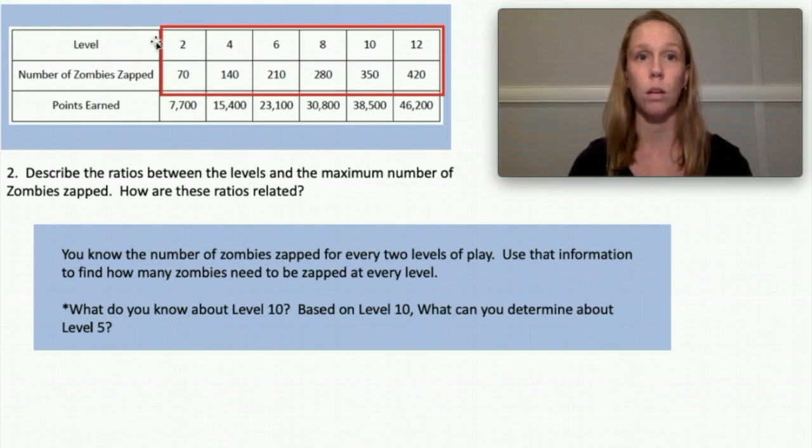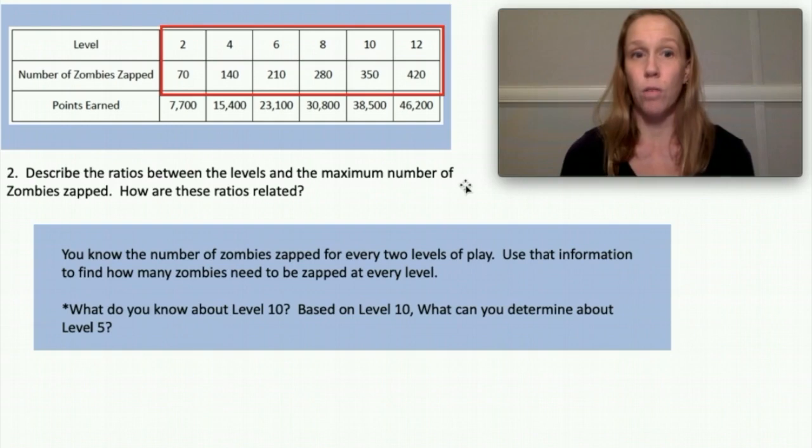And I can use this to figure out what number of zombies zapped would be required for level 1. I can simply do 70 divided by 2, and that would give me 1 to 35. So that tells me that all of these ratios are equivalent, and the simplest form, if you want to call it, or the unit rate, would be 1 to 35. So in other words, I have to zap 35 zombies for every level.